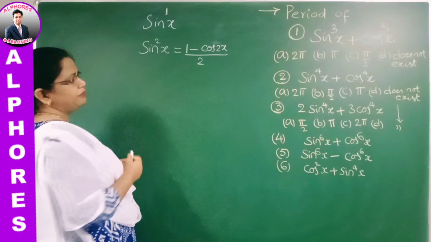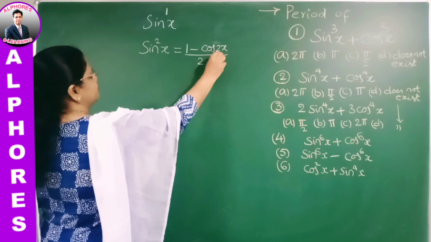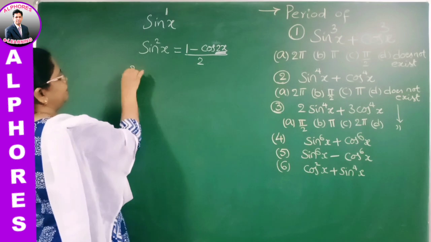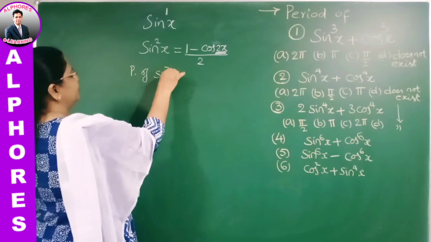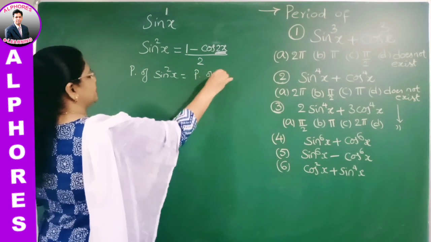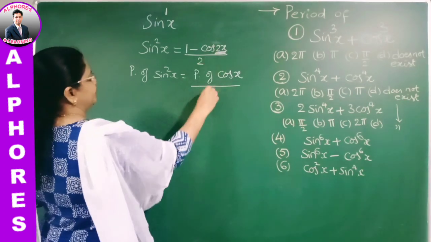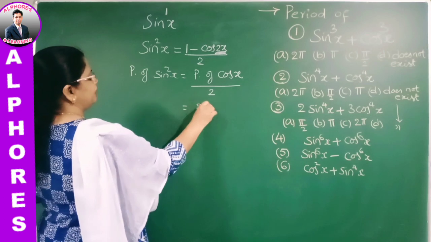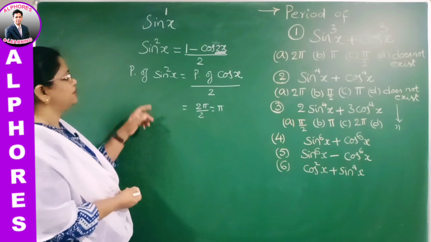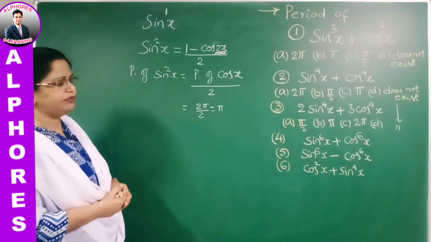This is nothing but of the form f of x plus some constant. Therefore your concentration has to be only on this particular term, not on any other values. So what about the period of sin square x? It is equal to the period of the cosine function, that means the original period divided by mod of the x coefficient, that is 2 here. Therefore you get 2 pi divided by 2, hence the answer is pi, right? Now students, whenever you come across sin square x, immediately you can write it in this way.